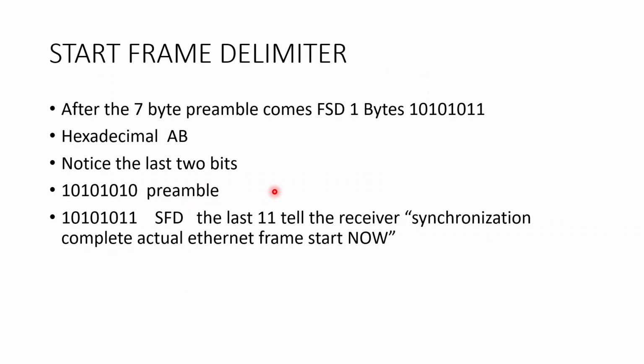A start frame delimiter ni next field baada ya preamble. This start frame delimiter is 1 byte long, which is 10101011. Na ukiconvert katika hexadecimal you're going to get AB. Now ukiangalia vizuri katika the binary code ya start frame delimiter, bits mbili za mwisho zimebadilika. The preamble ilikuwa ni 10101010, but in the start frame delimiter zimekuwa ni 10101011.